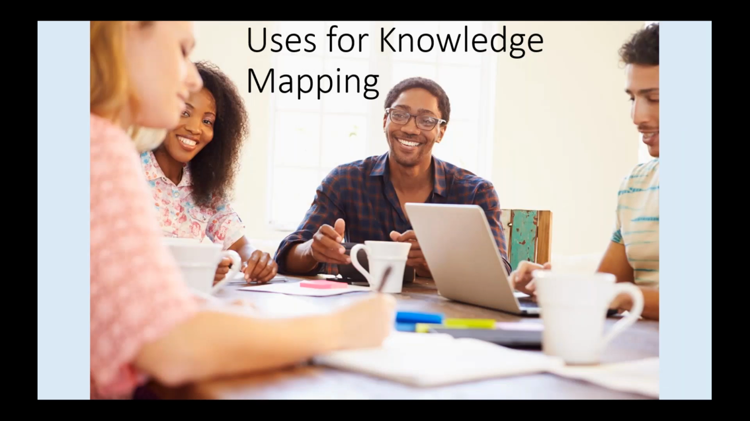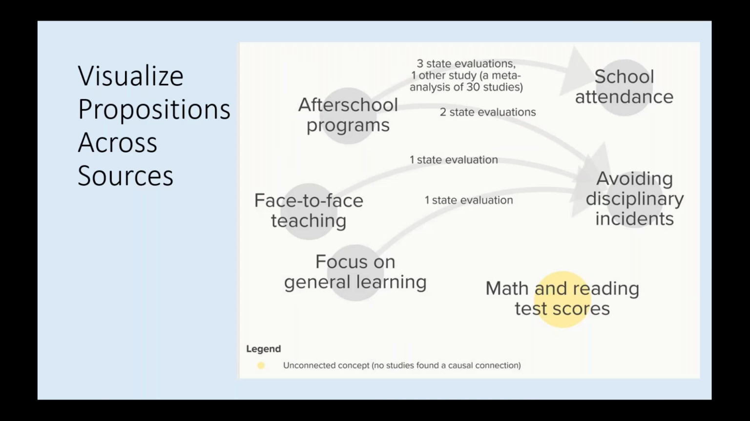Let's look at some ways we can use knowledge mapping to integrate and visualize knowledge for effective decision making. Here's an example map that we made from a study by the U.S. General Accountability Office. That study looked at existing evaluations from the literature to see whether the evidence supported continuing federal funding for after-school programs or cutting it.